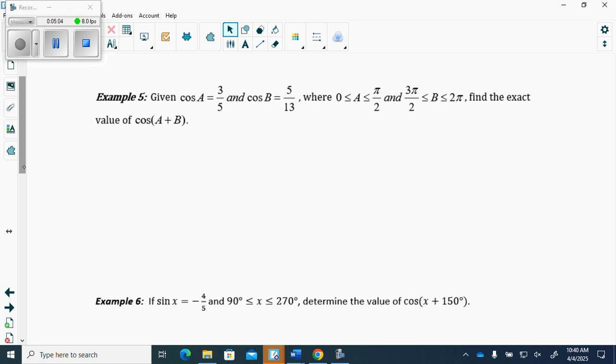All right. So this one says, given cos A equals 3/5 and cos B equals 5/13, A is between 0 and pi over 2, B is between 3 pi over 2 and 2 pi. We did this in chapter 4. We did this last unit. So when we were given a trig ratio and we were given the quadrant it was in, we had to do what first?